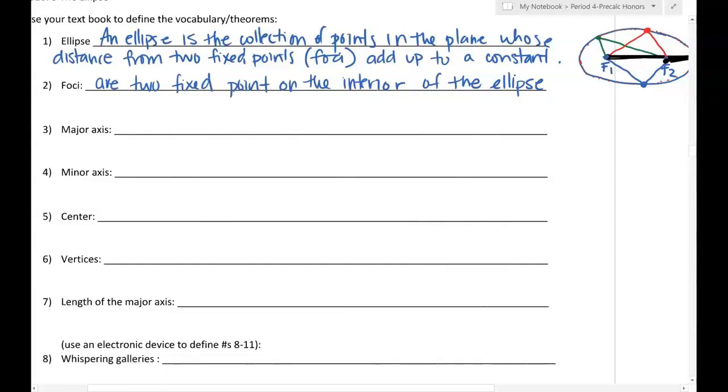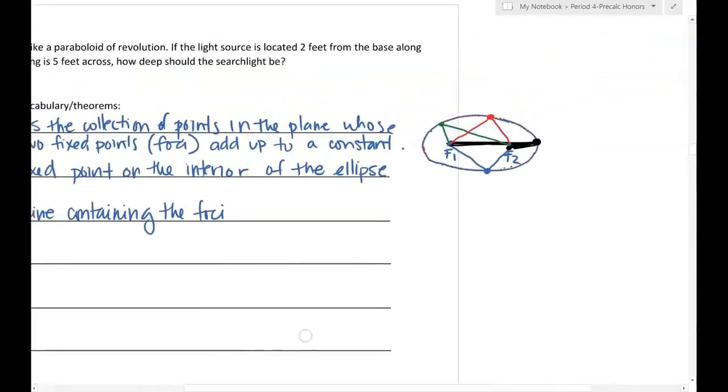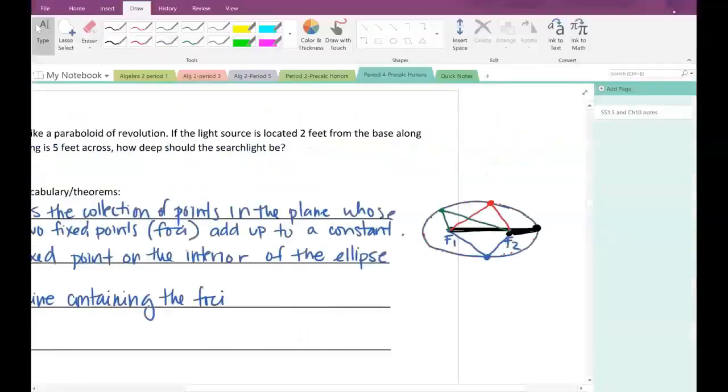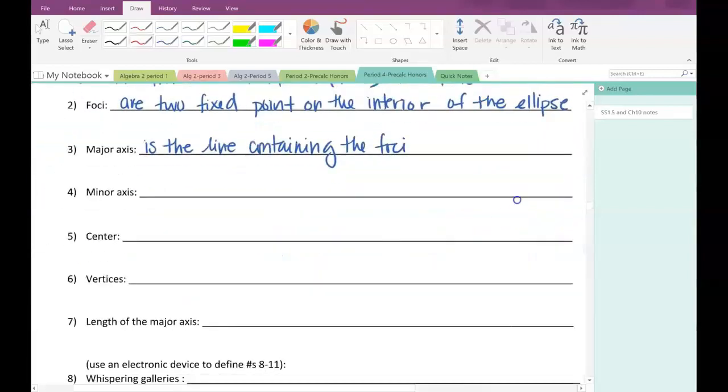All right. Major axis. Let's move on to that. The major axis is the line containing the foci. So that's why earlier I said focus 1 and focus 2, the two foci, should be on the same line. This is now called the major axis. All of that right there. Focus 1, focus 2, two foci, same major axis.